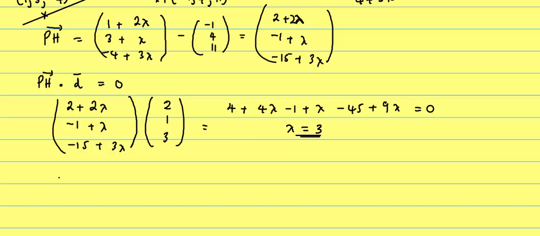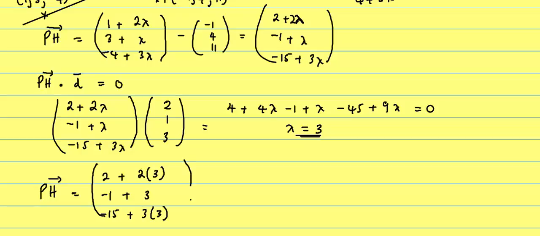We are now in a position to work out the value of the vector PH. So PH is going to be equal to (2 + 2 multiplied by lambda, which we found to be 3, -1 + lambda, which is also equal to 3, -15 + 3 lots of lambda, and lambda is equal to 3 in this particular case again). And this is going to simplify to (8, 2, -6).